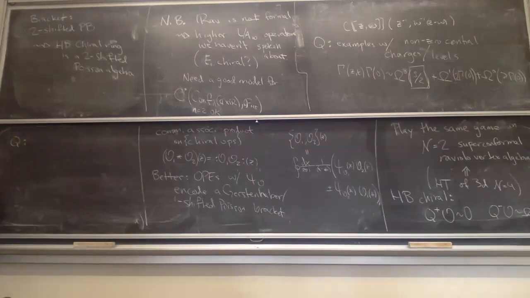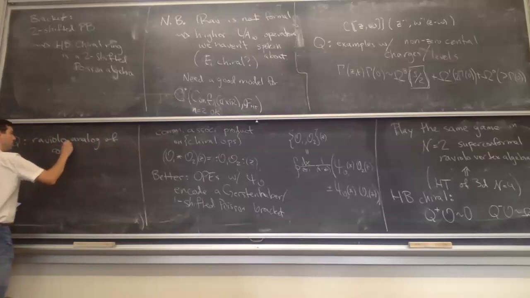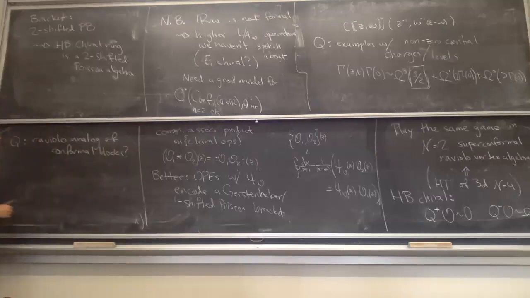Another question that I'd love to be able to understand is, what's the raviolo analog of conformal blocks? In 2-dimensional vertex algebras, we have conformal blocks that control correlation functions on Riemann surfaces. In this raviolo land, we wouldn't be talking about Riemann surfaces or the moduli of Riemann surfaces. We would instead be talking about the moduli of transverse holomorphic foliation structures on topological 3-manifolds.